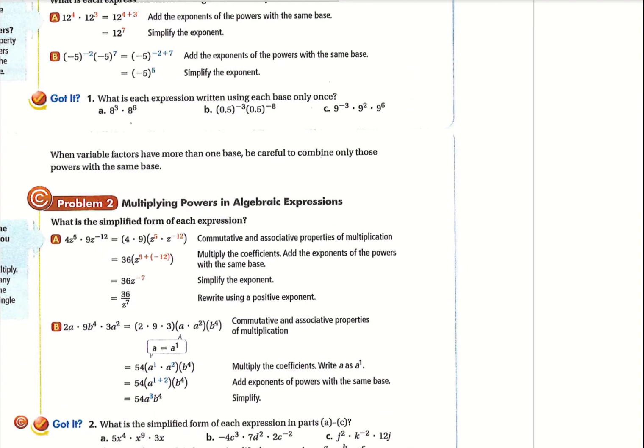Once you've understood that, I'm going to have you do Got It problems A and Got It problem B as well. Go ahead and try those two out, and then we will move on after that.